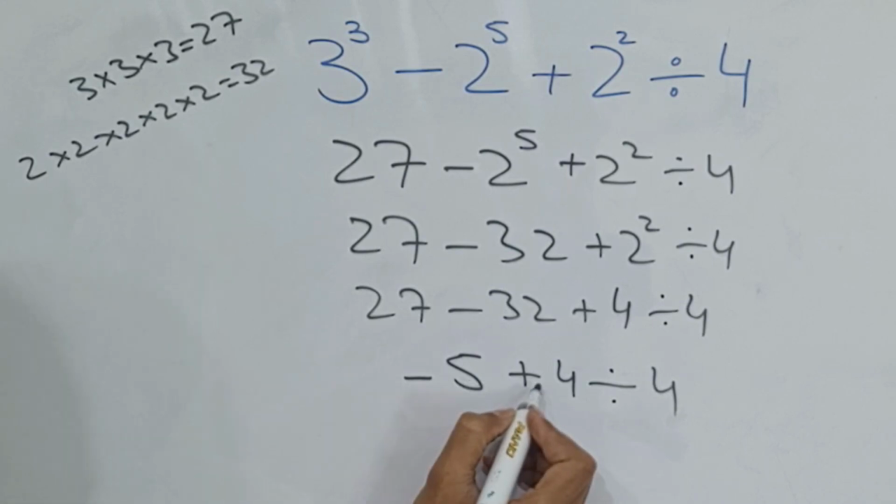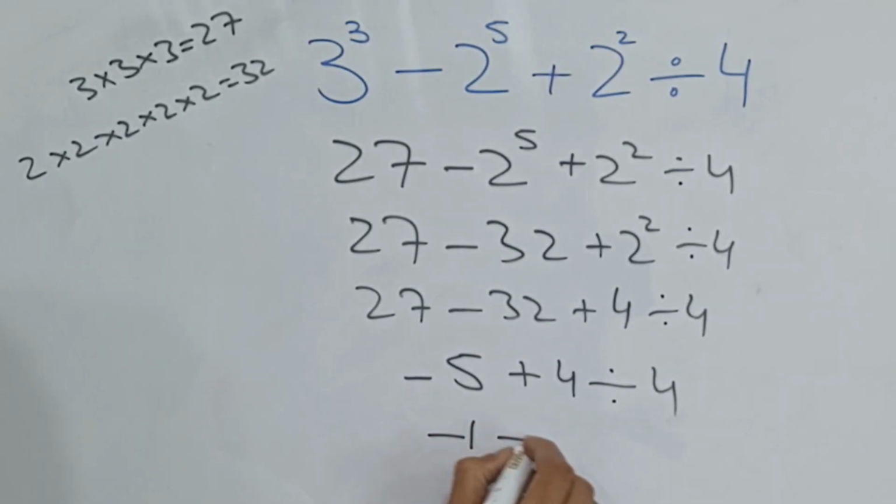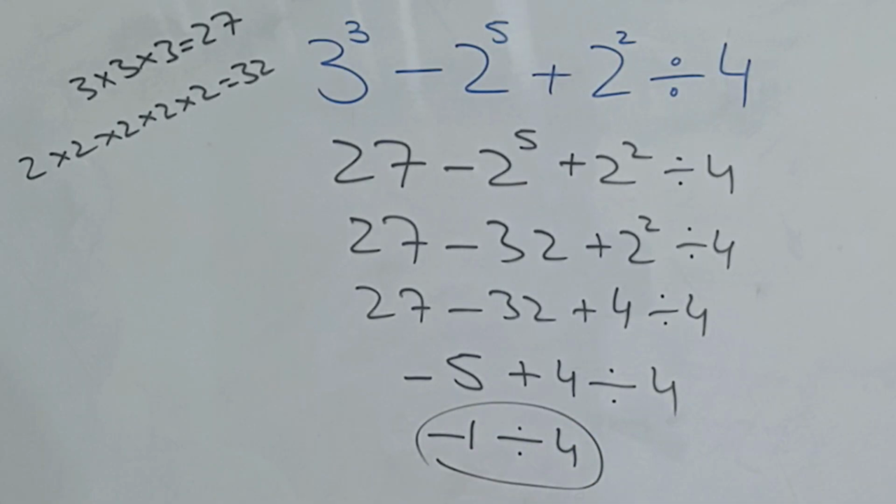Now minus 5 plus 4, minus plus minus, so minus 1 divided by 4. Minus 1 divided by 4. But this is wrong. Why?